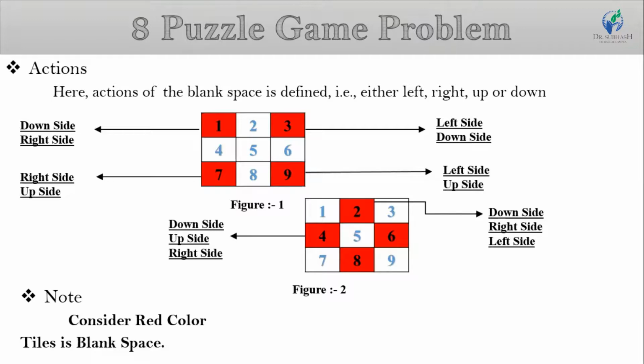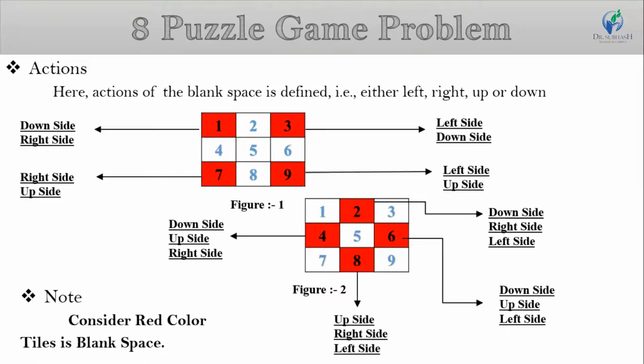For digit 6 we can move downside, upside and left side. For digit 8 we can move upside, right side and left side. So we can say that in this type of condition we can have only three moves.